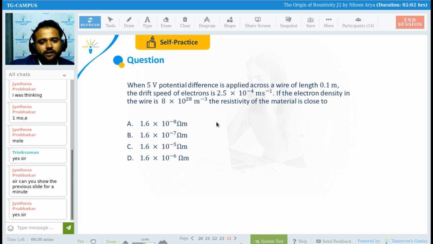Yeah, moving ahead. Now you need to find this. When a 5-volt potential difference is applied across a wire of this length, the drift speed of the electron is this. If the electron density of the wire is this, the resistivity of the material is close to what? This question is good. Tell me, which particular formula are we going to use?